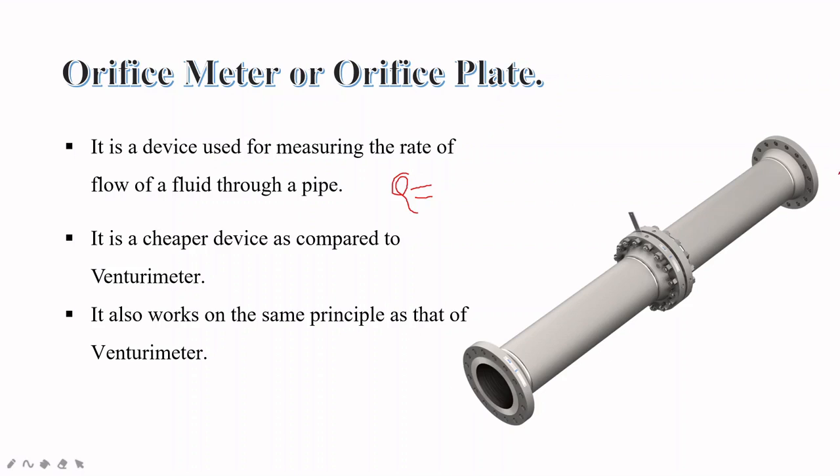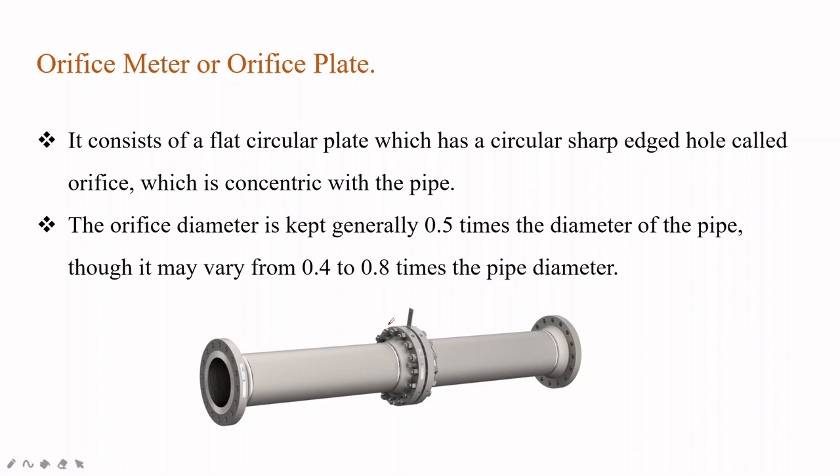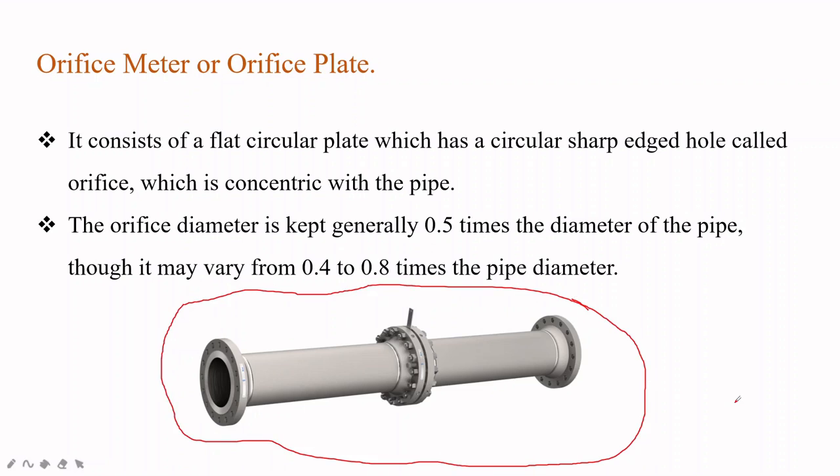So about this figure, what we can tell is, this orifice meter consists of a flat circular plate which has a circular sharp edged hole called the orifice, which is concentric with the pipe. The orifice diameter is kept generally 0.5 times the diameter of the pipe, though it may vary from 0.4 to 0.8 times the pipe diameter. So this is the orifice meter. It has the sharp circular edge hole, which is concentric with this pipe.